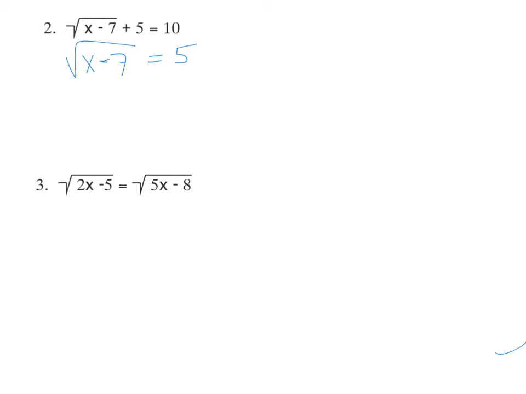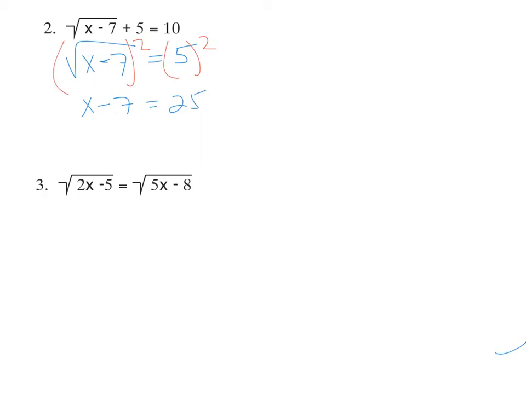Okay, and so then I get an equation like this. Now, if I square this side and I square this side, I'm good. I just have the square root of x minus 7 quantity squared, and that's going to give me, let me just write this, if I square and square, that's going to give me x minus 7 equals 25.